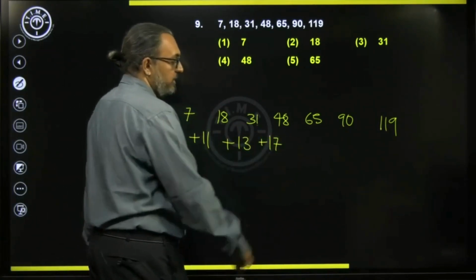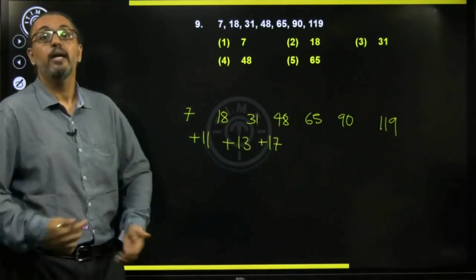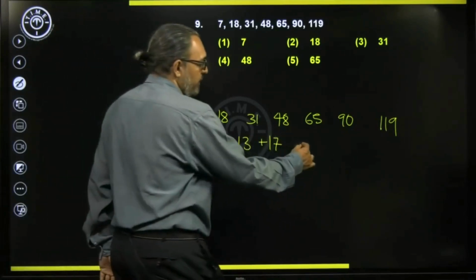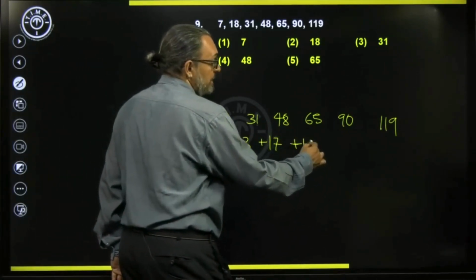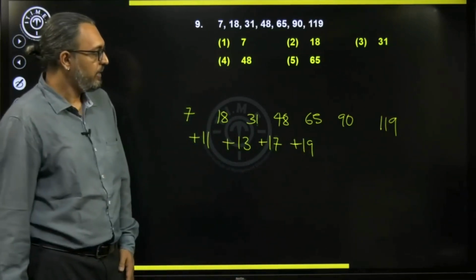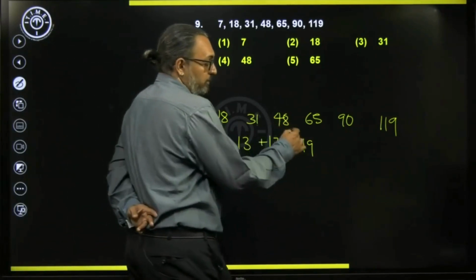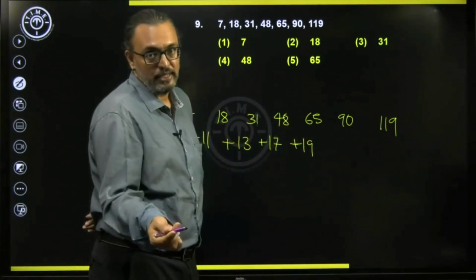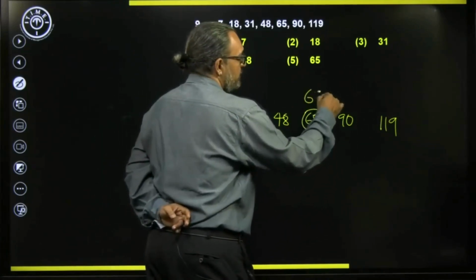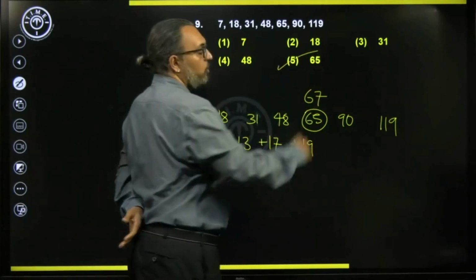Then here how much am I getting? Plus 17. Interesting. So 11, 13, 17, what are they? They are consecutive prime numbers. Right. So the next I need is plus 19. So from 48, if I add 20, it is 68. 1 less than 20. So you should have 67, not 65. So 65 is identified as the wrong number.